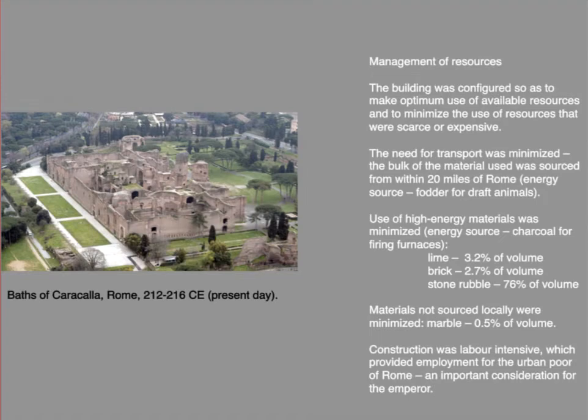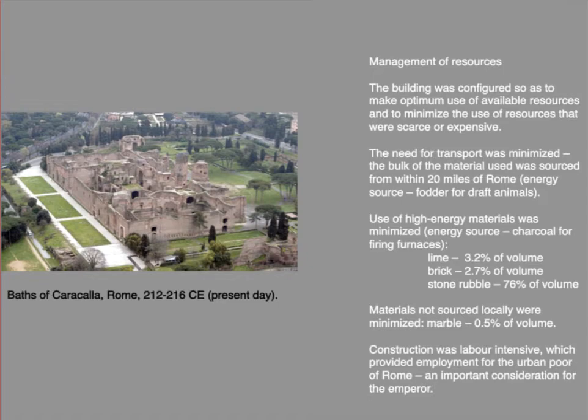Heat energy, the energy required for making some of the building materials, and the most important of these were bricks and lime, which required furnace temperatures of around 1000 degrees centigrade. This consumed large quantities of the only fuel available, which was charcoal. Available timber resources for making charcoal were therefore a consideration, especially as timber was used as fuel for other purposes. And transport energy, the energy required to transport the materials to the site, and this was minimised by sourcing materials locally.